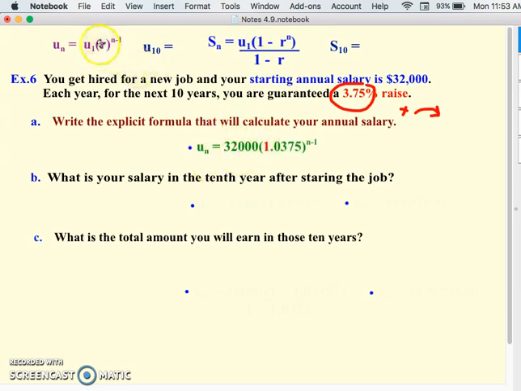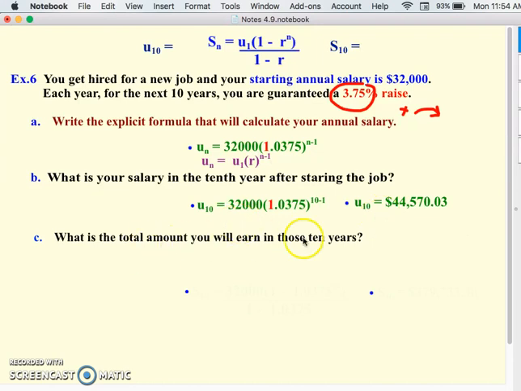32,000 is my first term, and again, all I'm doing is operating right off of this, so I'm just modeling this. My r is not 0.0375, it's 1.0375. The 1 brings the 32,000 with it, the 0.0375 brings my raise with it, then it combines them as my overall number. So there's an explicit formula. Now I can go any year I want, 2 years out, 3 years out, 10 years out, and figure out my actual salary. So if we're going to do the 10th year, it'd be u sub 10. So I plug in 10 as my exponent. So at 3.75% every year for 10 years, in my 10th year, I'm making 44.